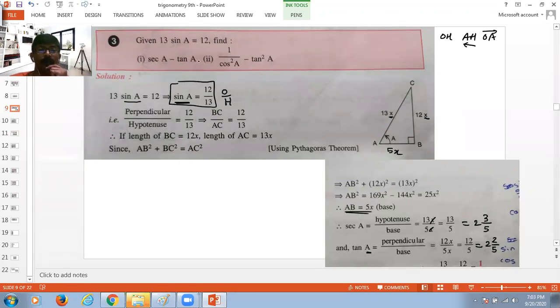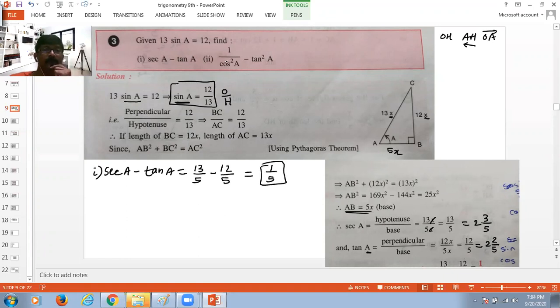Now what do we have to do? We are supposed to find sec A minus tan A. So how are we going to do this? Sec A minus tan A. We got the sec A value, that is 13 upon 5. We got the tan A value, that is 12 upon 5. So if we subtract, since both the denominators are the same, it will become 1 upon 5.